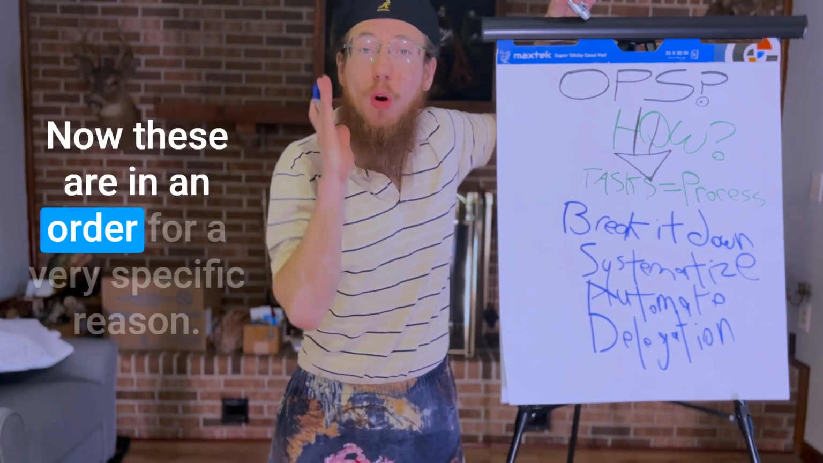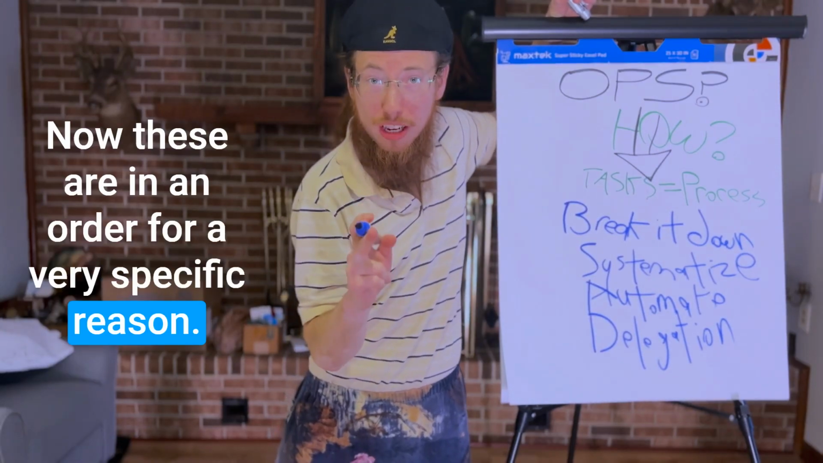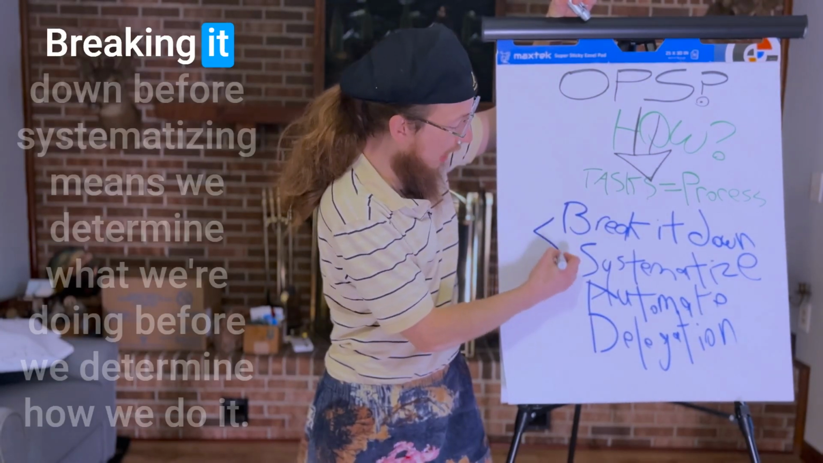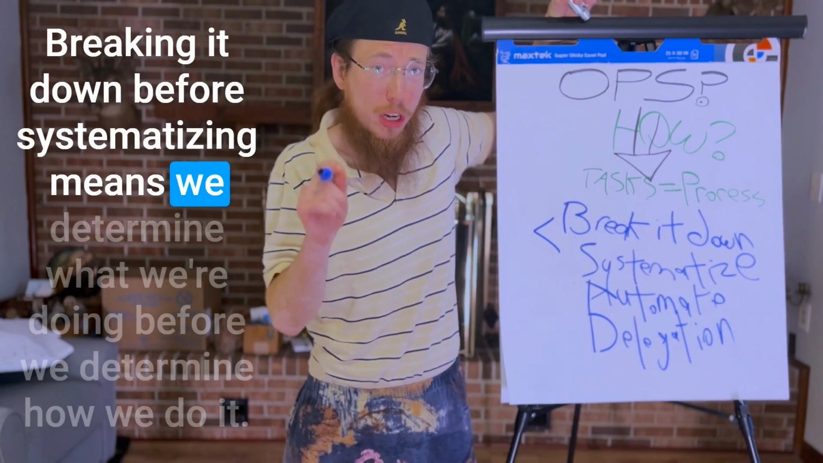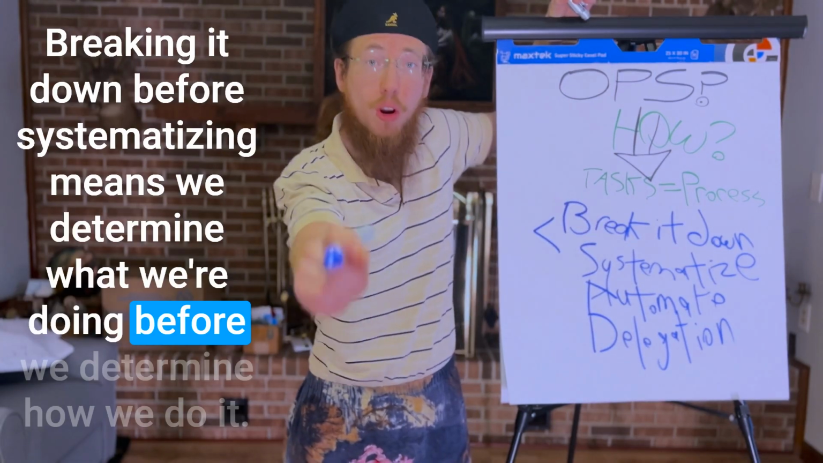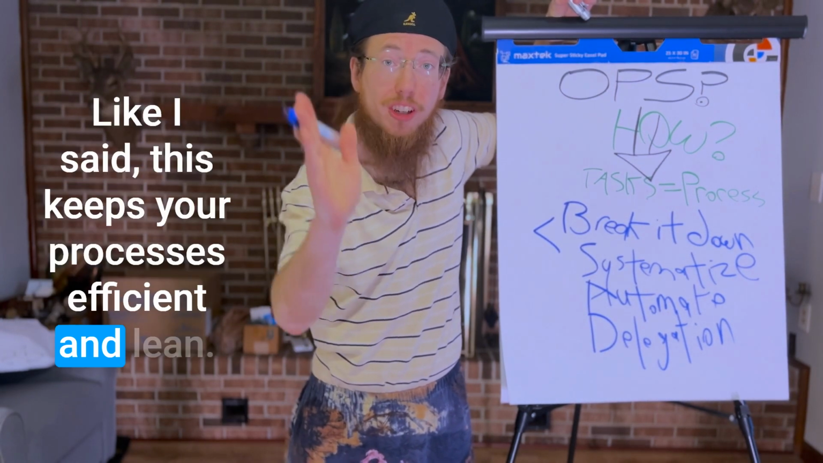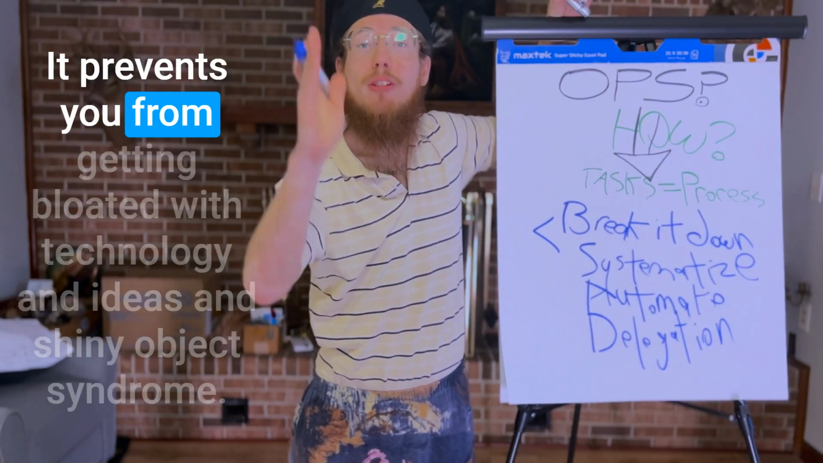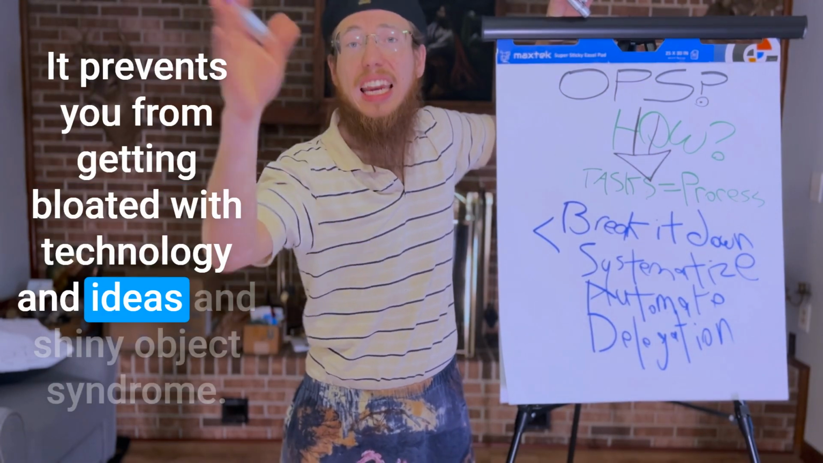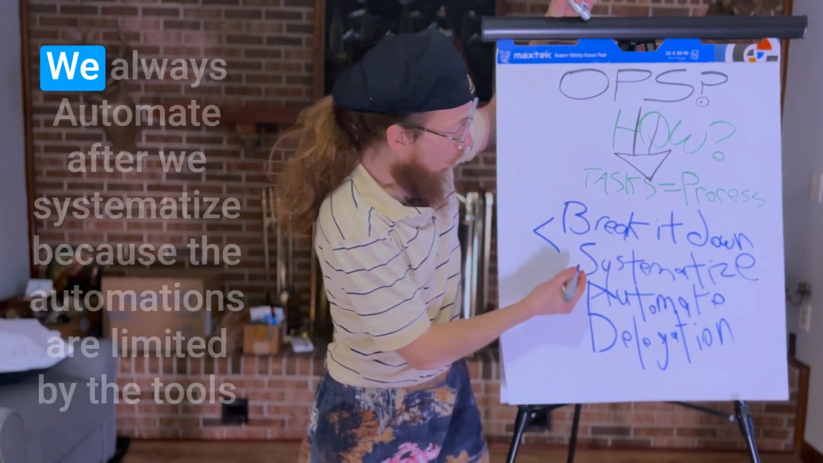Now, these are in an order for a very specific reason. I'd like to cover that. Breaking it down before systematizing means we determine what we're doing before we determine how we do it. Like I said, this keeps your processes efficient and lean. It prevents you from getting bloated with technology and ideas and shiny object syndrome.